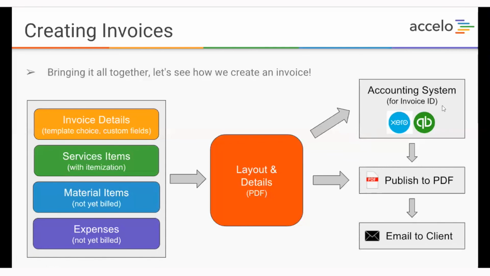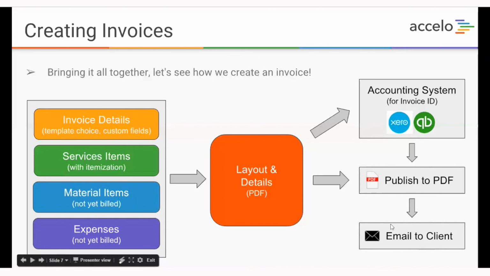Because if the customer's writing on a check to say, hey, I'm paying invoice 1234 and they post it to you, or do some sort of EFT and put it in the notes area, the team that are doing the reconciliation of those payments are going to be using your accounting software. And so we don't want to have two sets of invoice IDs. We don't want to have this Accelo invoice ID, which is completely different to the QuickBooks ID or Xero ID. So what happens is we push it to your accounting system and then we wait for your accounting system to give us back the ID. And then we publish the PDF. And once we've got the ID and we've published the PDF, then we email it to the client.